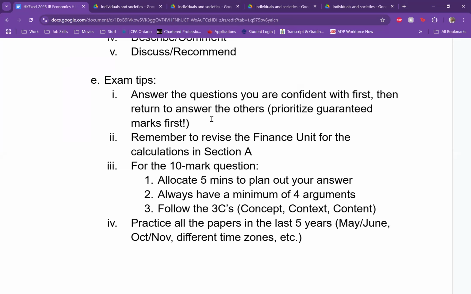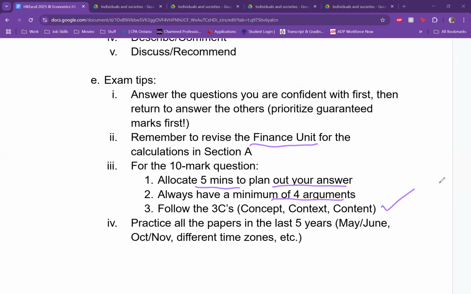Also, remember to revise the finance unit for paper 2. That is going to be a huge part of this paper, and you want to be refreshing your memory for all the different formulas, the structures for the financial statements, and anything related to the finance section. For the 10-mark question, again, allow yourself 5 minutes to plan your answer, same as before. Again, have at least 4 arguments, follow the 3 C's.